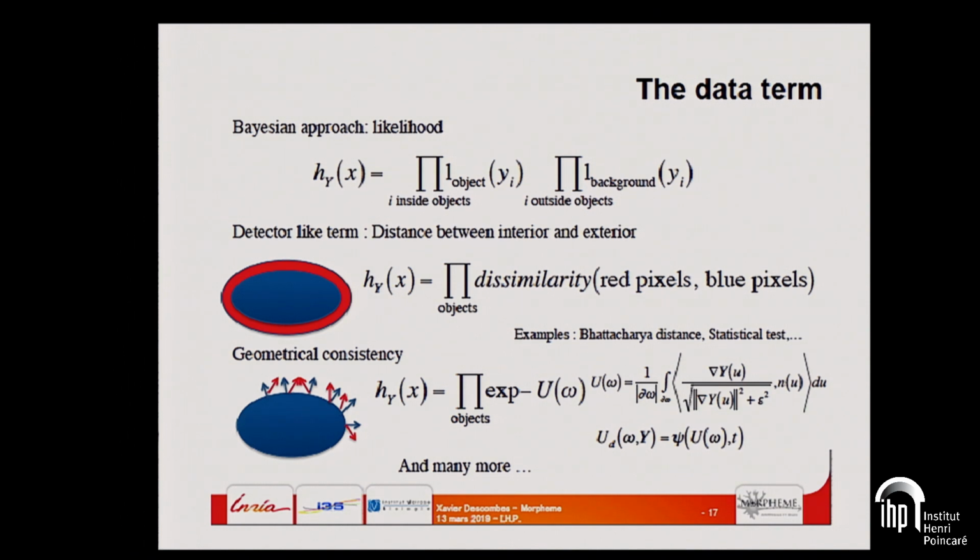Okay. I can also be completely geometric, and for instance, instead of using the intensity value, I can compute the gradient on the border and see if the gradient is consistent with the normal of my object. Then I have a purely geometric term to detect.